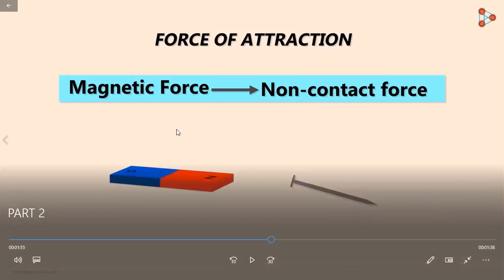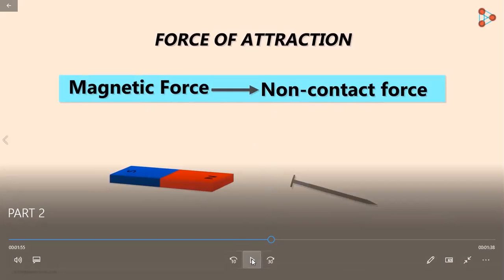So we have concluded that magnetic force is basically a non-contact force. Non-contact force means it does not need a touch. It does not need any touch, any contact, and still it will work. So you must have read in the previous classes that magnetic force is a type of non-contact force.